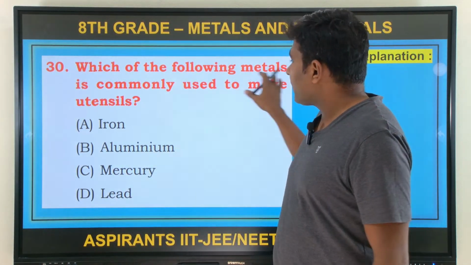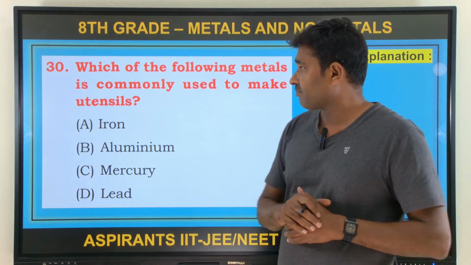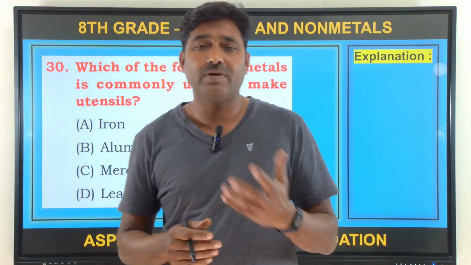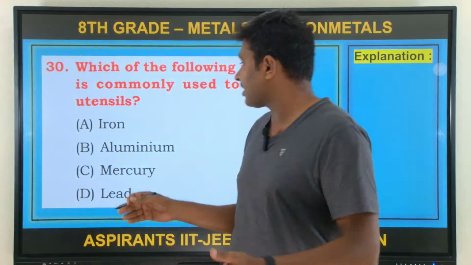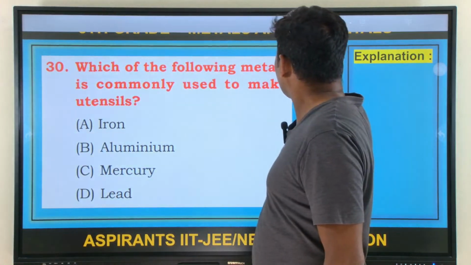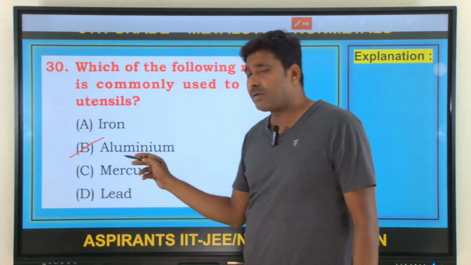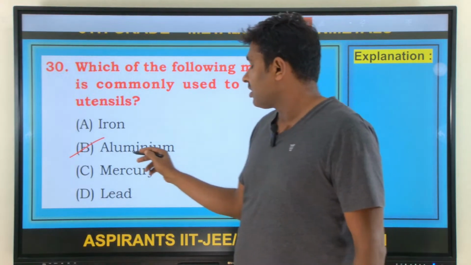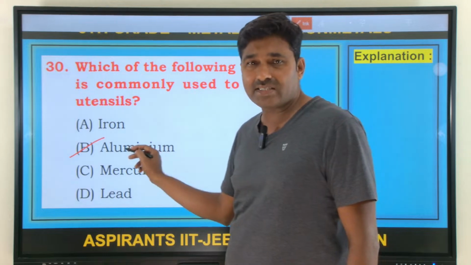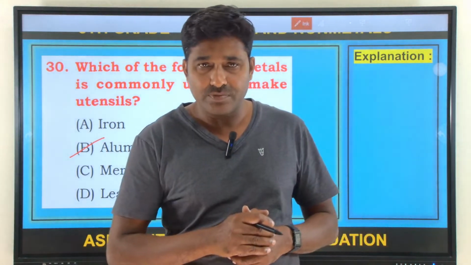Okay, now we go to the next question, 30th question. Which of the following metals is commonly used to make utensils? Generally, domestically we are using different metallic utensils. They are commonly made of aluminium. Why are utensils made of aluminium? Because we know aluminium is heat sensitive, lightweight, handling is very easy, and it is non-corrosive. It does not undergo corrosion.